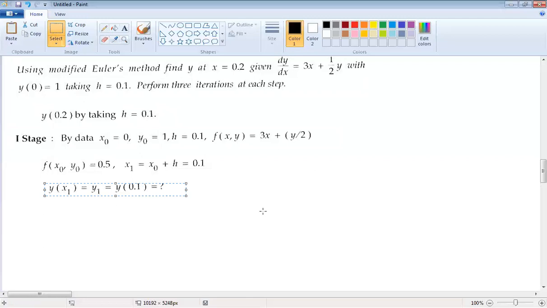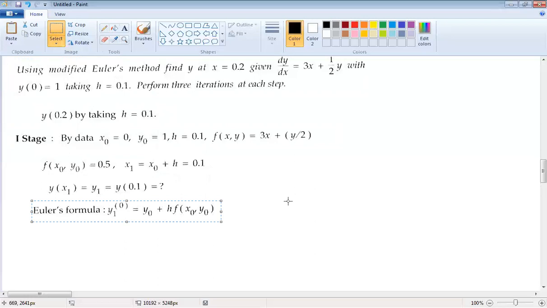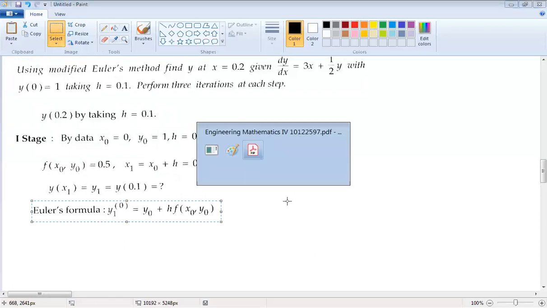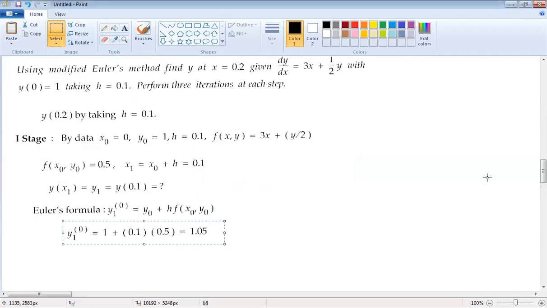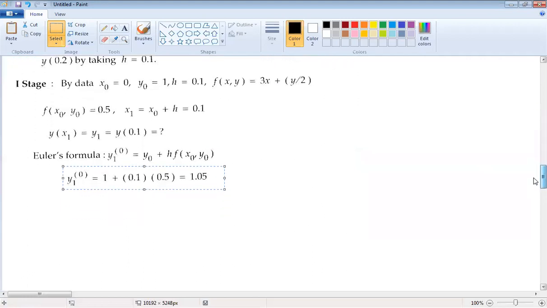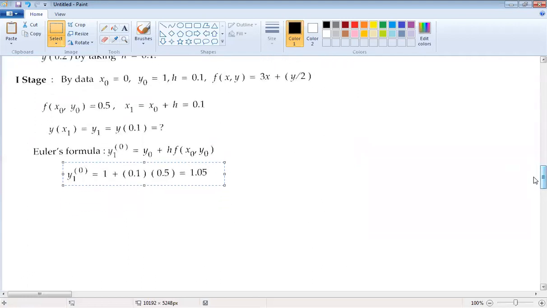Okay. So for this, let's start. First, we need to use Euler's formula to get the initial approximation. Euler's formula is given by y1(0) = y0 + h times f(x0, y0). Substituting the values of y0, h and f(x0, y0), we get y1(0) as 1.05. Okay, now y1(0) = 1.05 is the initial approximation.